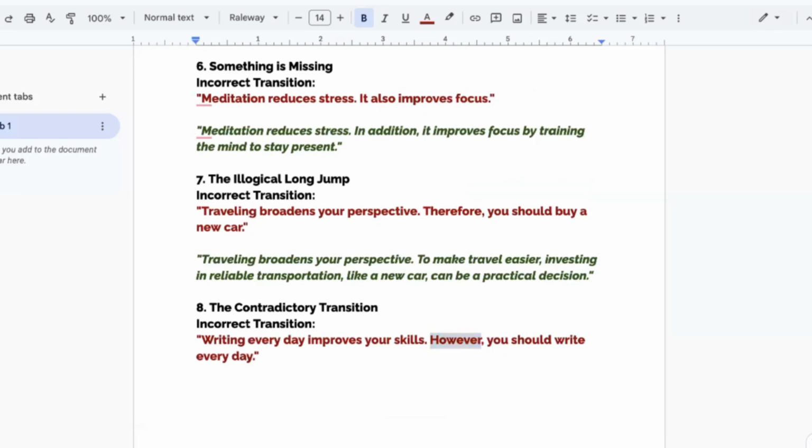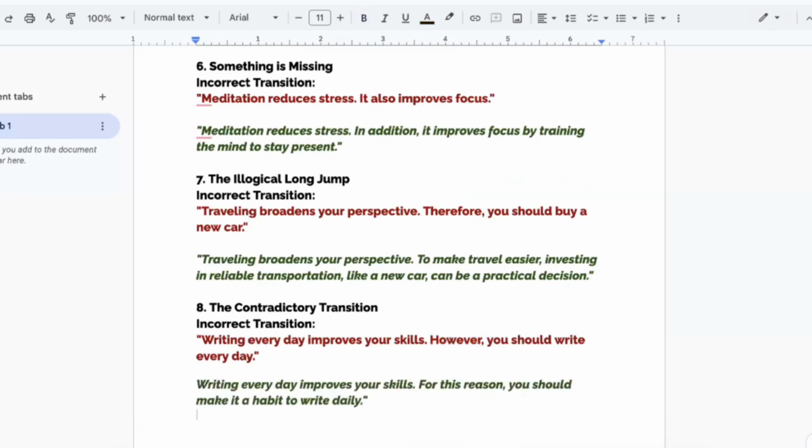And so this is an easy fix. To maintain a consistent tone, I suggest this sentence. Writing every day improves your skills. For this reason, you should make it a habit to write daily. Boom. Simple. There's no contradiction in the statement. There's just a continuation of why sentence 1 makes sense for your reader.